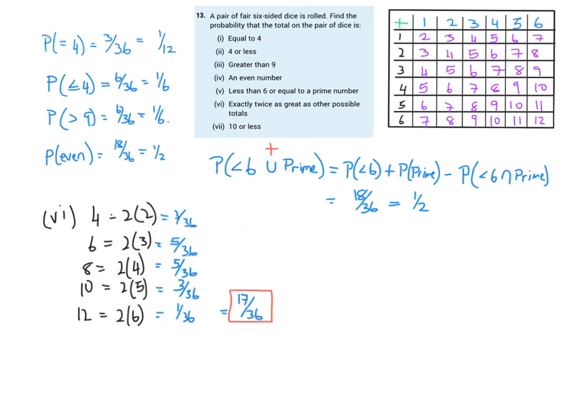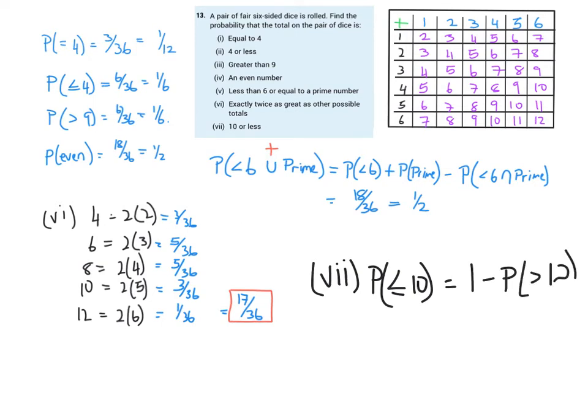Okay, and then our last part is that it is 10 or less. So the probability that it is less than or equal to 10. Well, that's the same as 1 minus the probability that it's greater than 10, which is a quicker way for us to do it here because there's fewer numbers that are greater than 10. So that's 1 minus, and the numbers greater than 10 are 1, 2, 3. So that's 1 minus 3 out of 36, which gives us 33 out of 36, which is 11 over 12. Okay, so that's question 13.